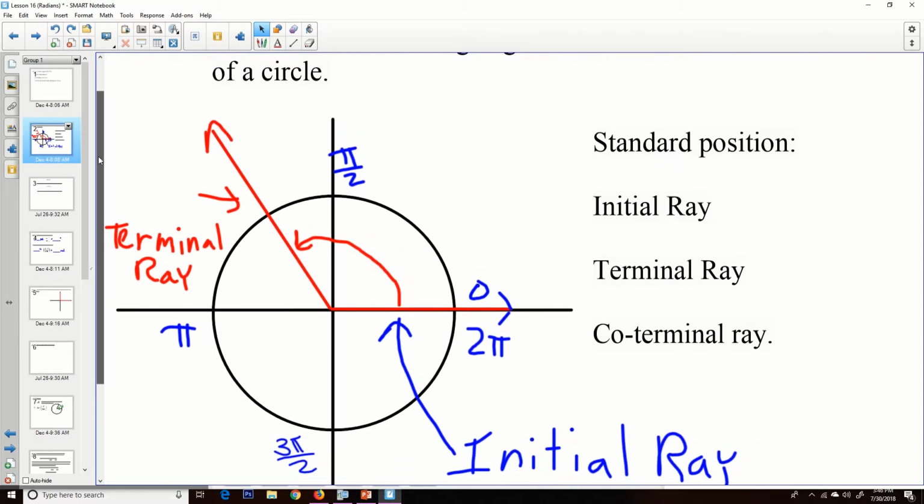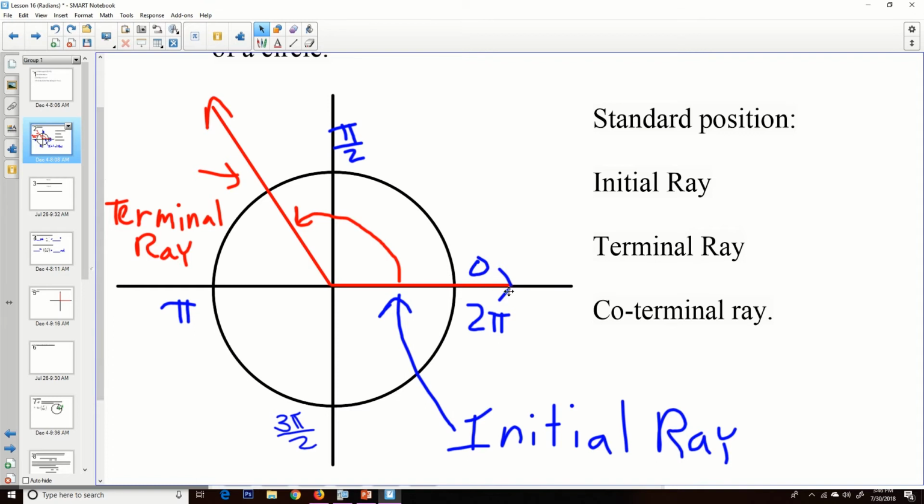We've got a couple of topics that I want to talk about. If I have a red angle here that is in standard position, that means that its initial ray is going to be along the positive x-axis. If it opens counterclockwise, it'll be counted as a positive value, and if it opens clockwise, the way we would normally see it, it's going to be a negative value.